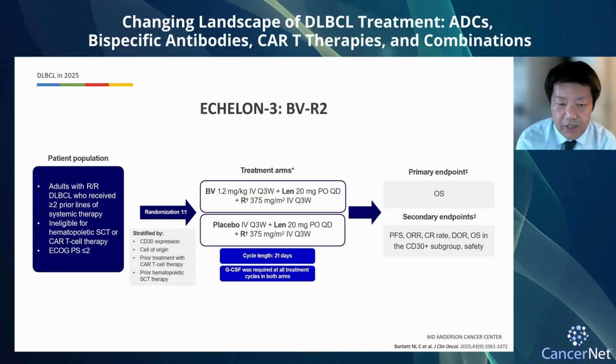So brentuximab vedotin, a CD30-directed antibody drug conjugate with the payload of MMAE, was evaluated in combination with lenalidomide and rituximab. We tend to call it R-square, in the phase 3 ECHELON-3 trial. This study enrolled patients with relapsed refractory large cell lymphoma who had received 2 or more lines of treatment. Importantly, CD30 expression was not required for eligibility. They did use CD30 expression level for stratification of the randomization. The primary endpoint of the study was overall survival.